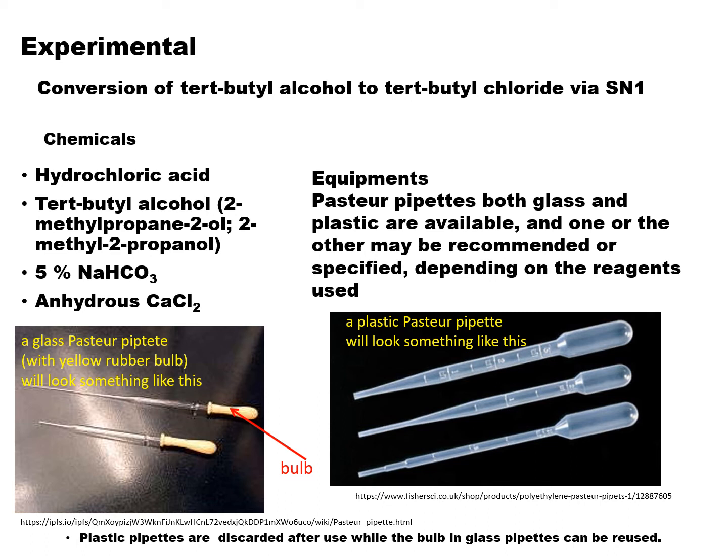Major equipment we will be using today are pipettes, both plastic and glass pipettes, as well as test tubes. The plastic pipettes are disposable, and we use them during the rewashing step, whereas of course the glass pipettes are also disposable, but the bulb can be reused if it is washed appropriately.